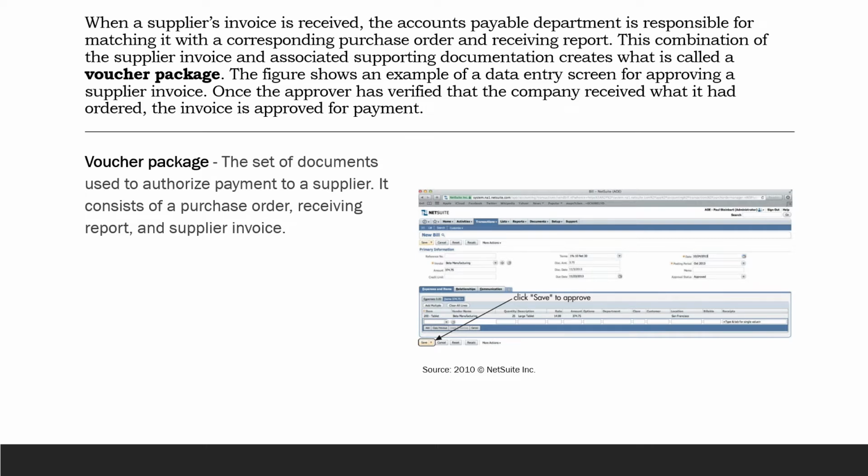Once the approver has verified that the company received what it had ordered, the invoice is approved for payment. Right. So what we were talking about is the voucher package. That's the set of documents used to authorize payments to suppliers. It consists of the purchase order, the receiving report, and the supplier's invoice.